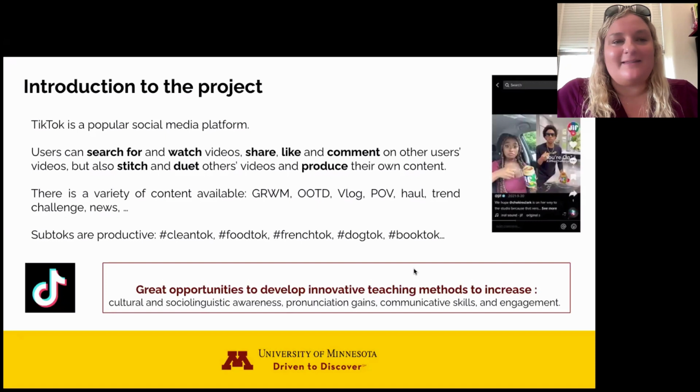And so what we get are these sub-talks, as we call them, and it's a productive structure. So you can actually take any kind of area, any theme, and make a talk out of it. And I challenge you to find a talk that isn't represented somewhere on TikTok. Most popular ones are things like clean talk, if you're really into cleaning videos, food talk if you're a foodie, French talk if you want to learn a language, dog talk, book talk. You see where these are going.